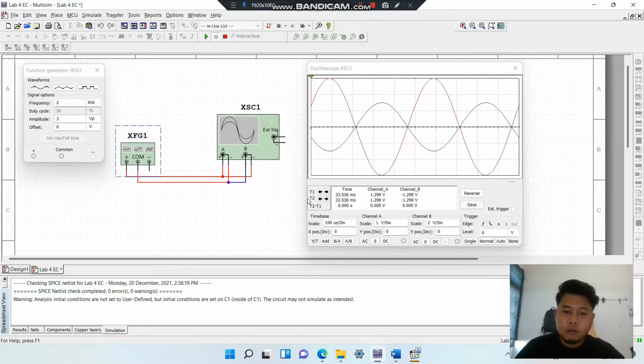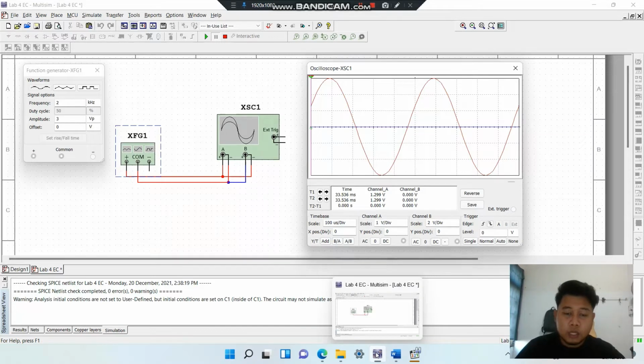This is the graph where, for channel B, I have already changed the color of the probe to blue, so we can easily identify which one is channel A and which one is channel B. For this one, the channel B is the blue one, so we put it at 0. And okay, what is the question?